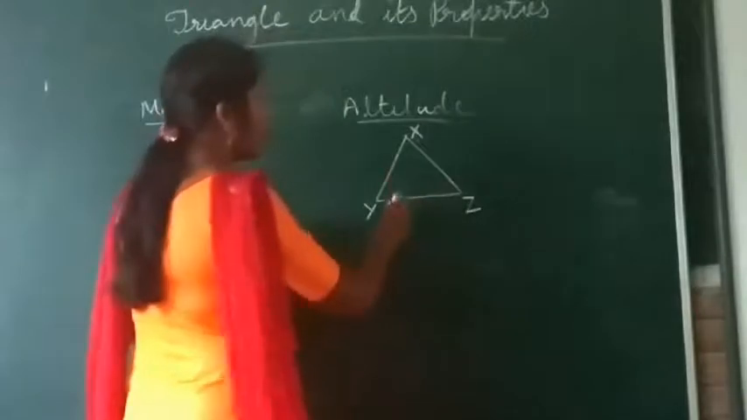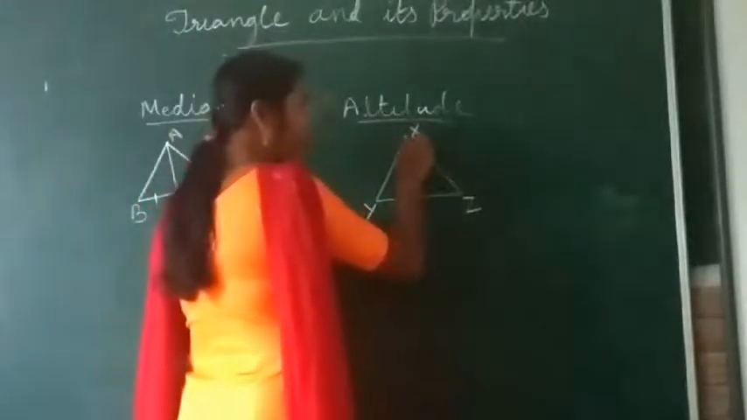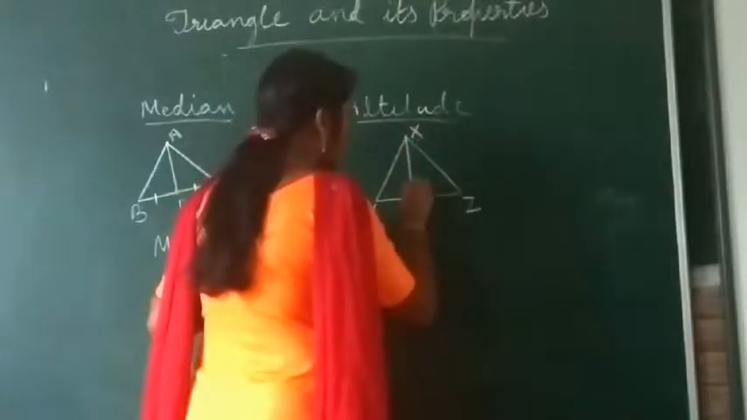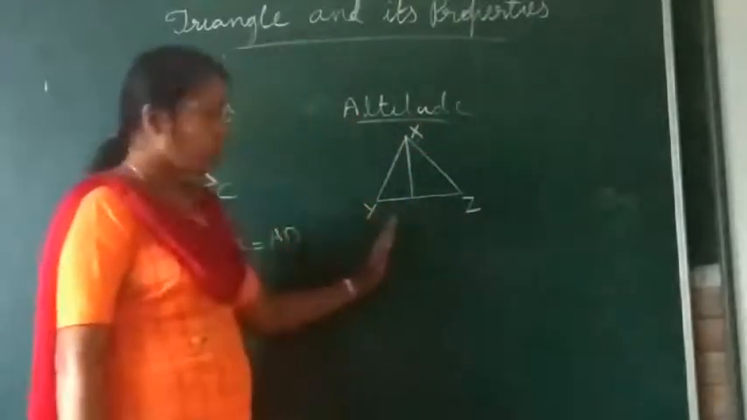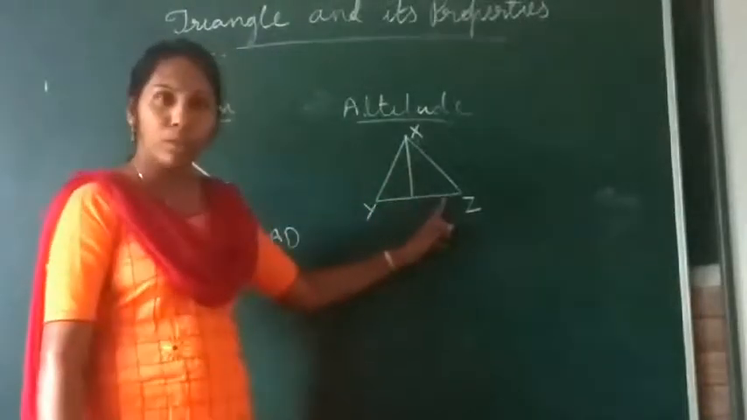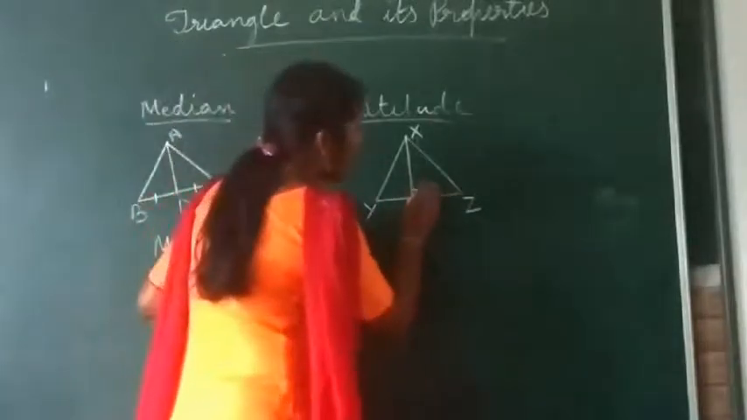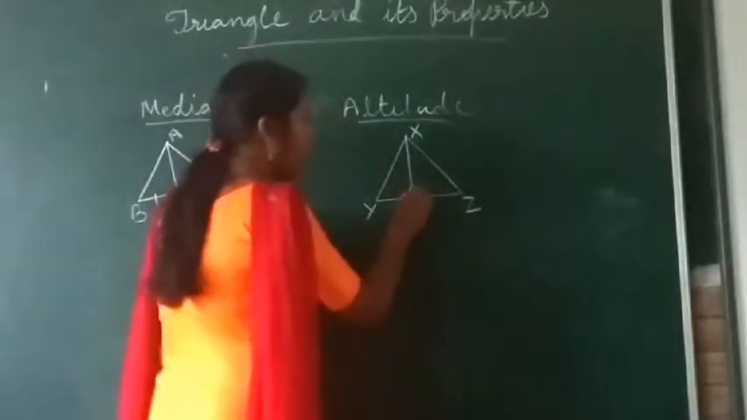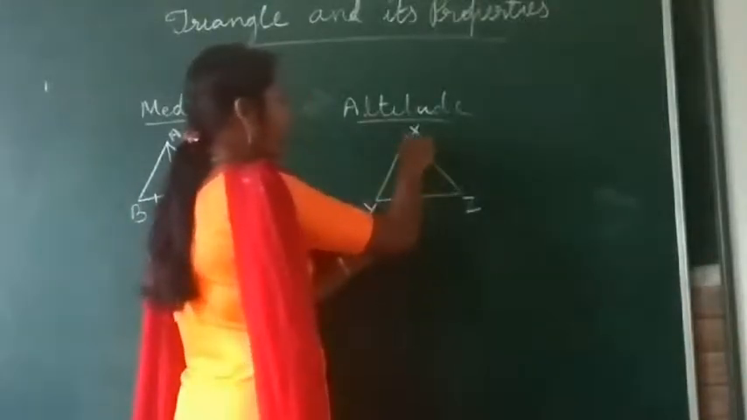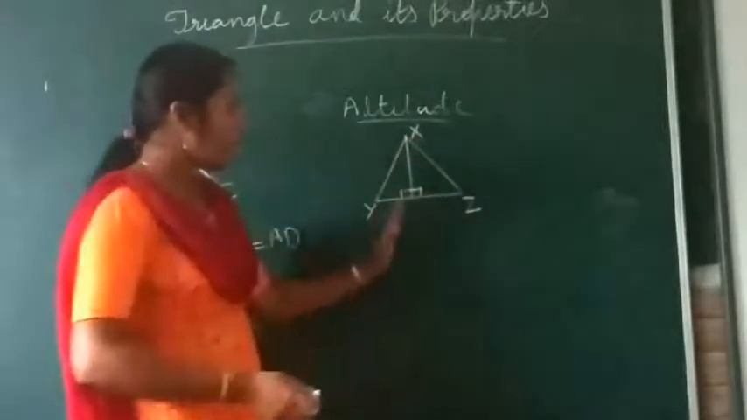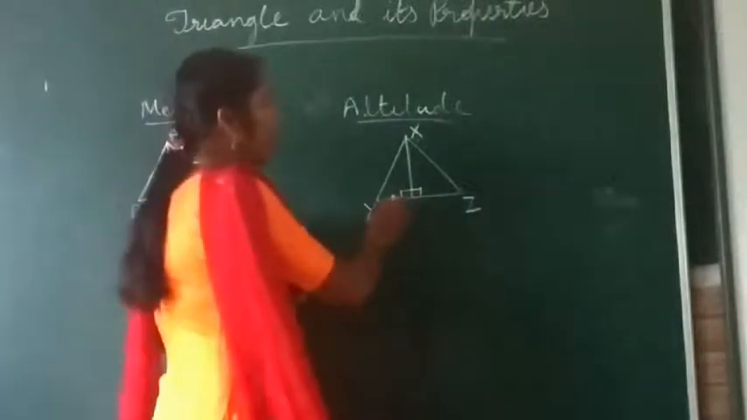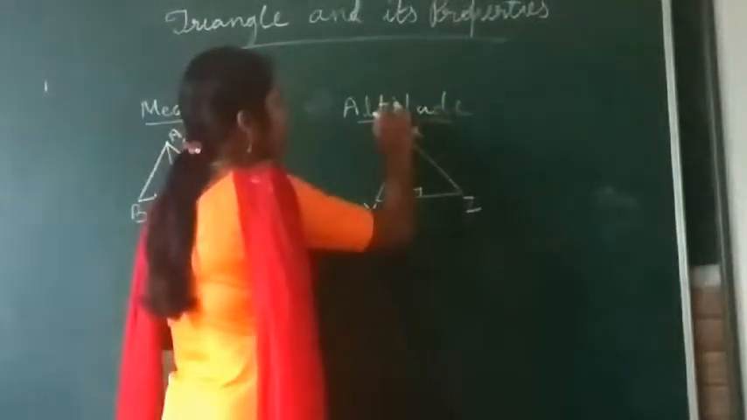In this triangle, if we draw a perpendicular from vertex X to the opposite side, a perpendicular means the angle between the line drawn and the other line will be equal to 90 degrees. So this angle is 90 degrees. Similarly, this angle is also 90 degrees. So this is a perpendicular. When we draw a line segment that makes a perpendicular to the opposite side from one vertex, that line segment is known as the altitude of the triangle.